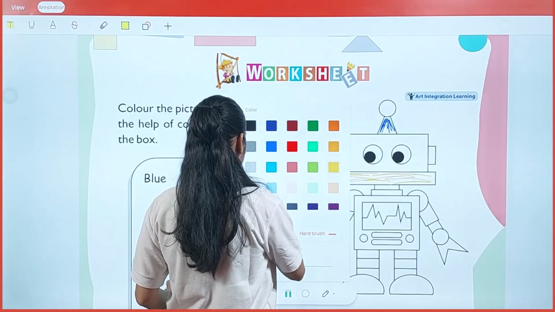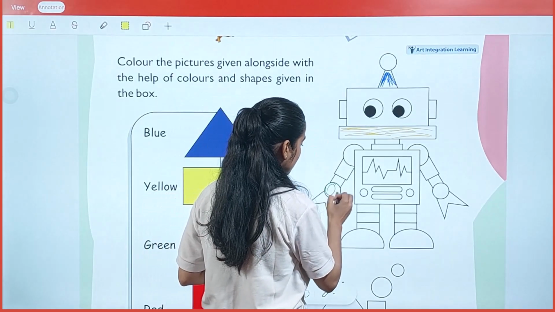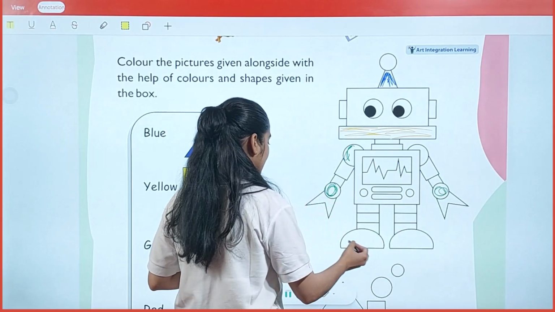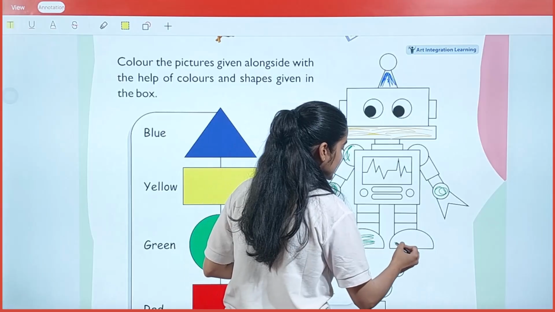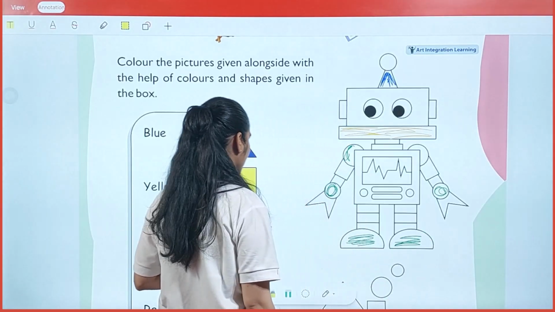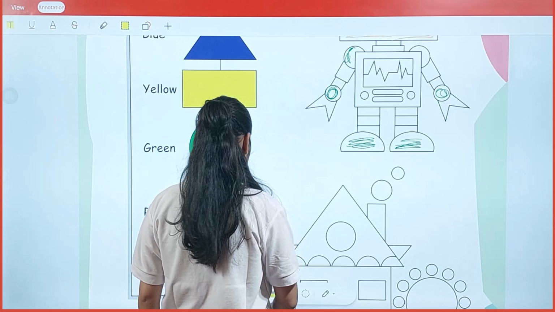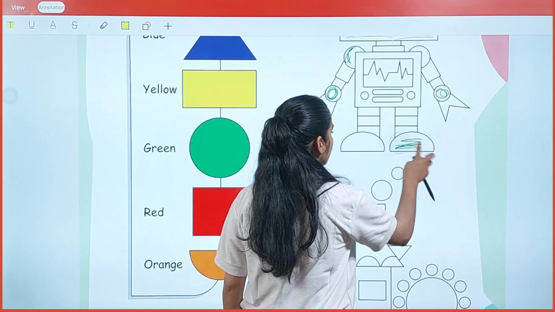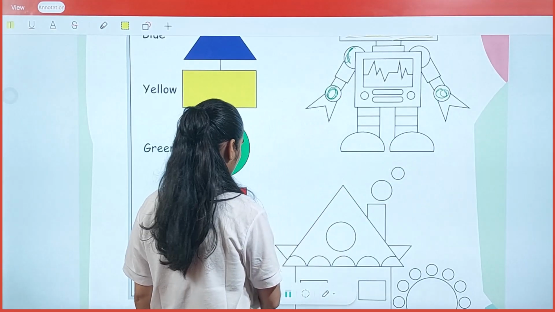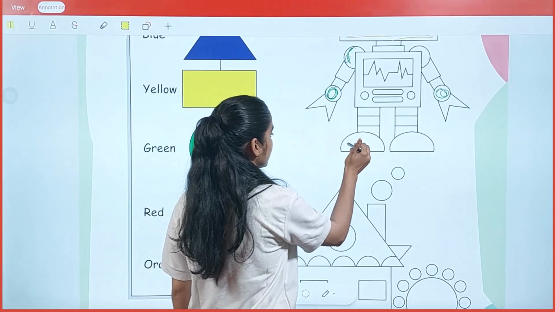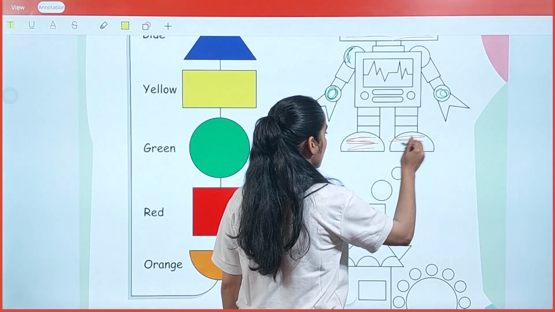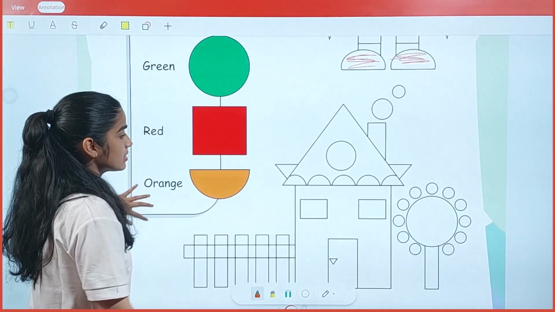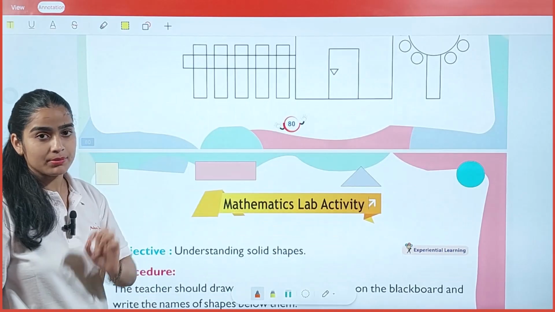For circle, we have to color green. So this is a circle. This is also a circle. This is also a circle. And this is a kind of circle which is called semicircle. Half circle, it's called semicircle. So for semicircle, you have to use orange color, removing this green color and putting orange color over there. In the same way, the colors are represented in the boxes. You have to use those colors and color your worksheet. And with that, your chapter ends here.